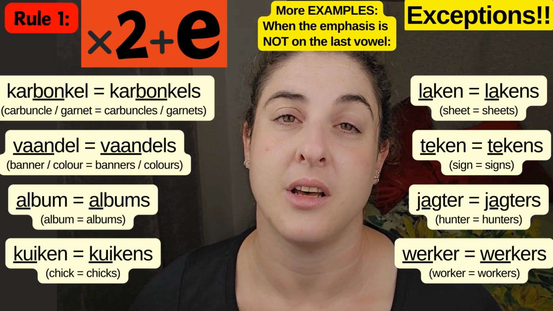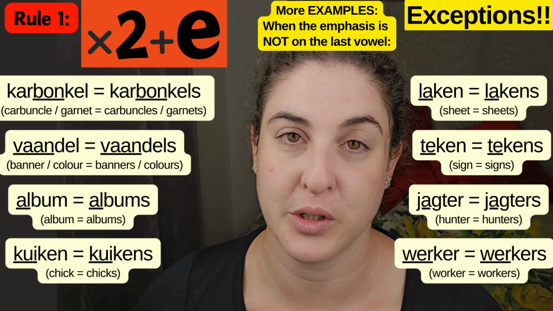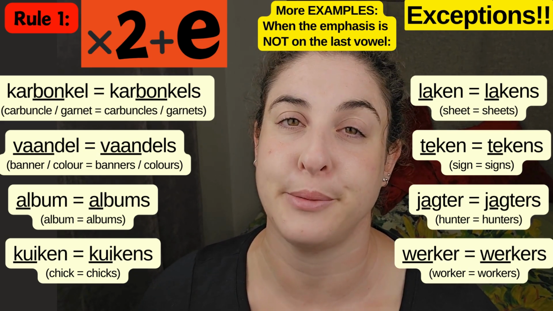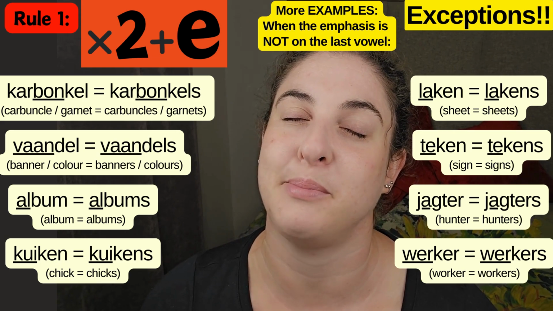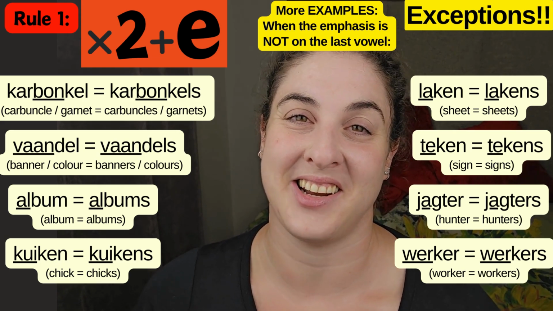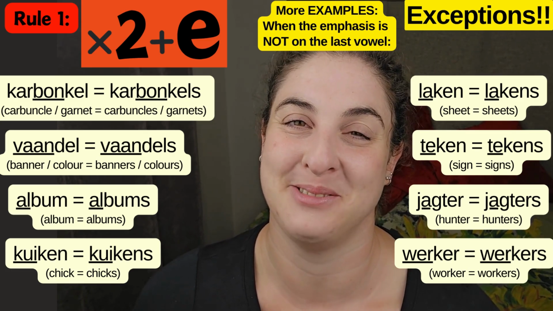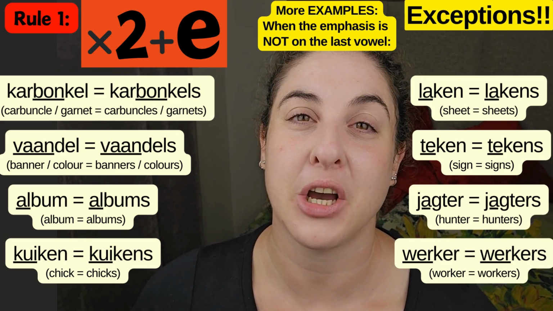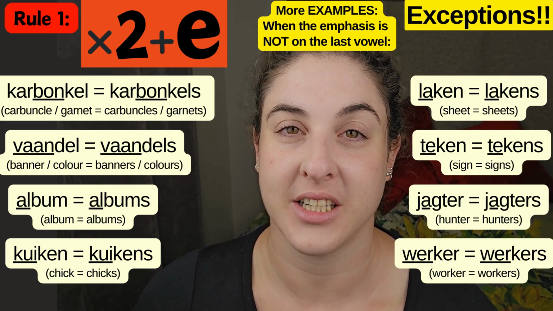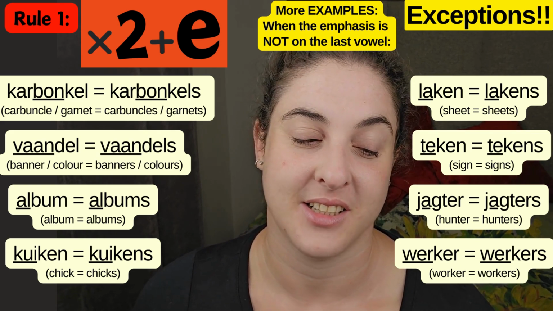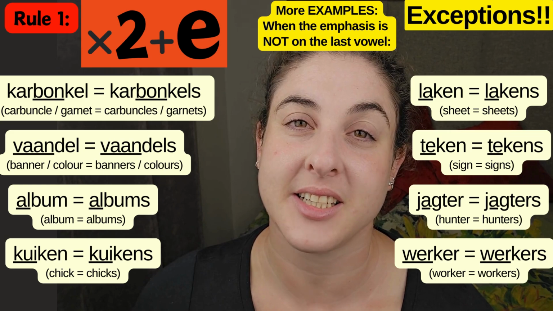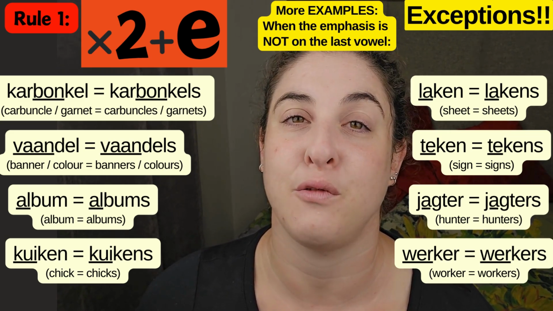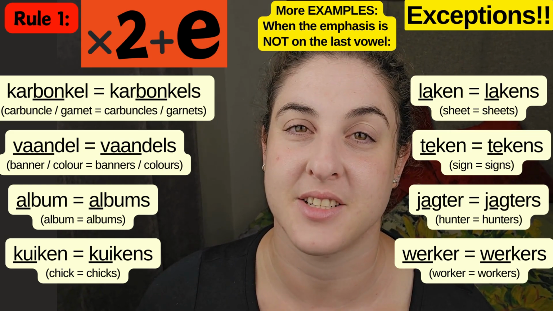So examples: carbonkel, carbonkels. Vaandel, vaandels. Album, albums. I messed up. I realized that I had this in the previous clip as well, so forgive me. Kuiken, kuikens. Laken, lakens. Teken, tekens. Jachter, jachters. And werker, werkers.